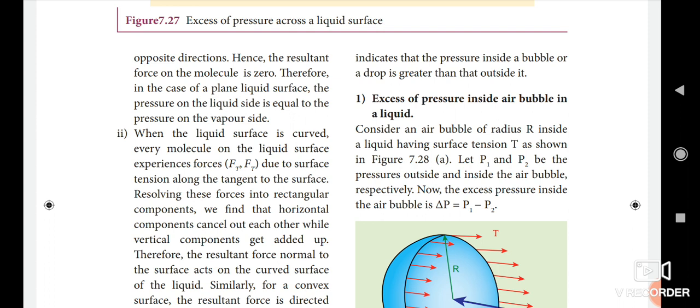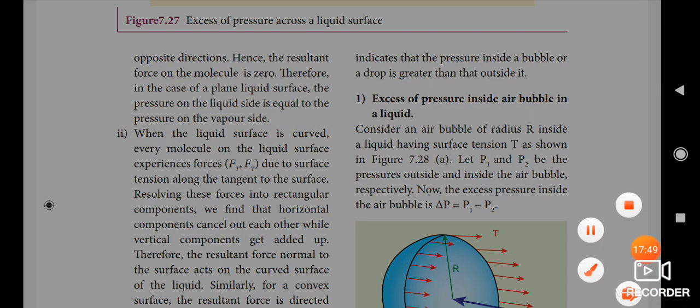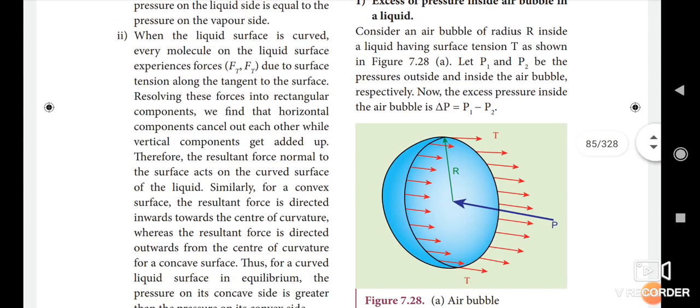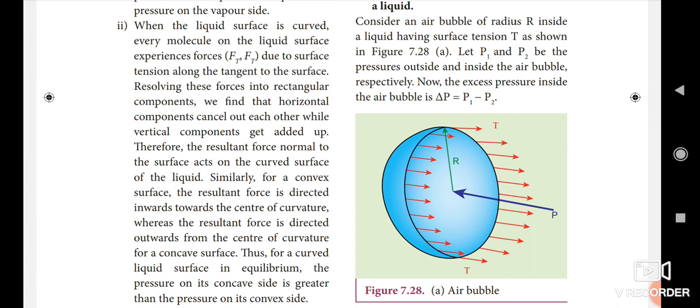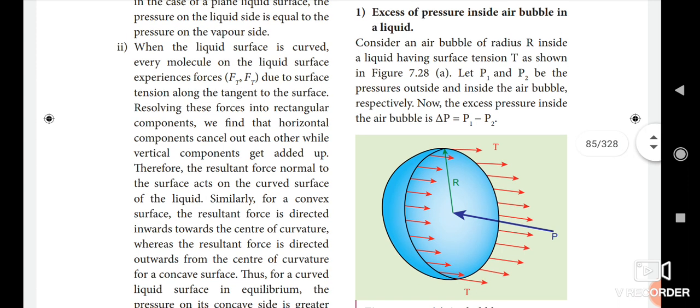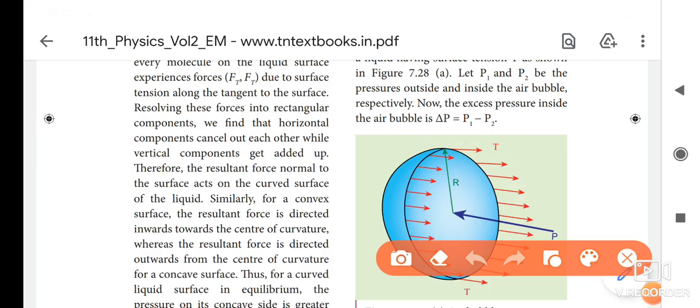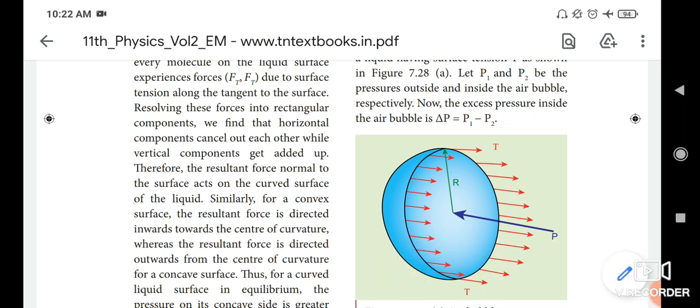See the first one, excess of pressure inside an air bubble in a liquid. Here consider an air bubble of radius r. See figure 7.28. This is the air bubble. It has the radius r. Then it has some surface tension, which is taken as T. That arrow mark is taken as the surface tension, called T.